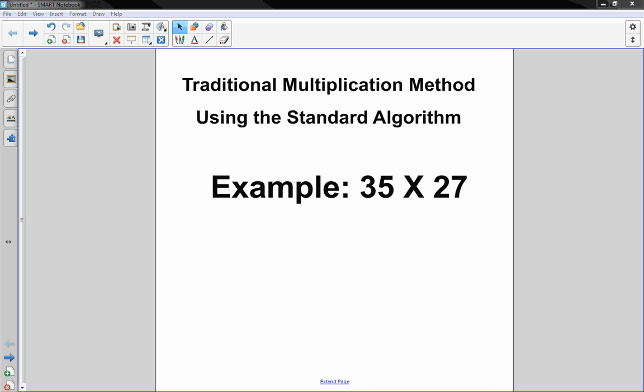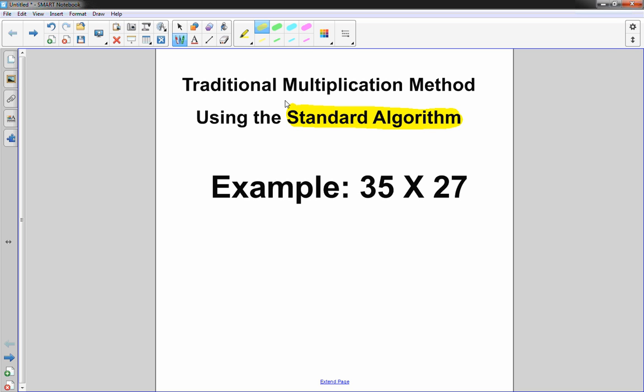This multiplication method I call the traditional multiplication method, where most adults have experienced learning how to do this method in school in their past. You'll hear it referred to as the standard algorithm.